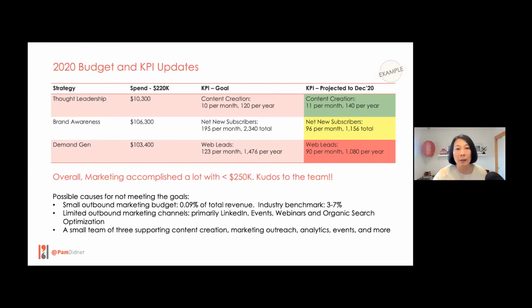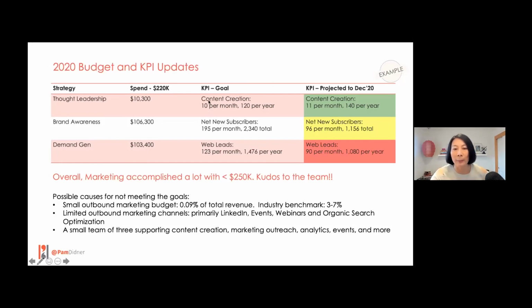She said, but it's not really a one-to-one relationship. I said, don't worry about it. Do the best you can, right? So she categorized it this way, right? Of the $220,000, about $10,000 is really on thought leadership. For the opt-in it's about $100,000, and the demand gen is about another $100,000.